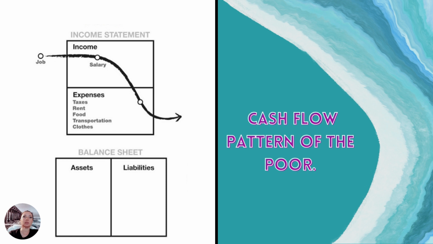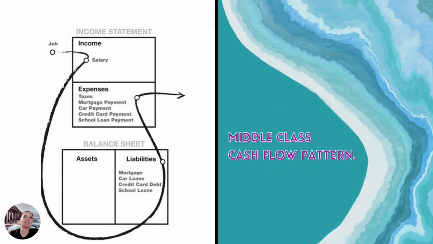The first one is the cash flow pattern of the poor. And so their income statement looks like this. Basically, all their W-2 money, their money from the job, goes to pay their expenses. Taxes, rent, food, car, clothes, but they have no assets and they have no liabilities. So this is the cash flow pattern of the poor. Can you relate?